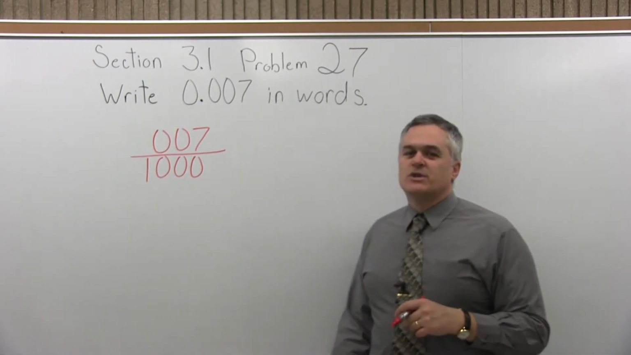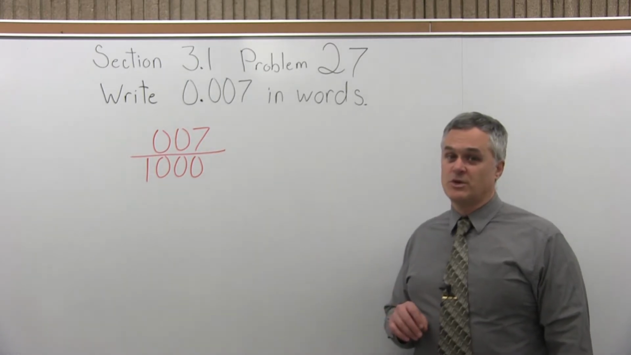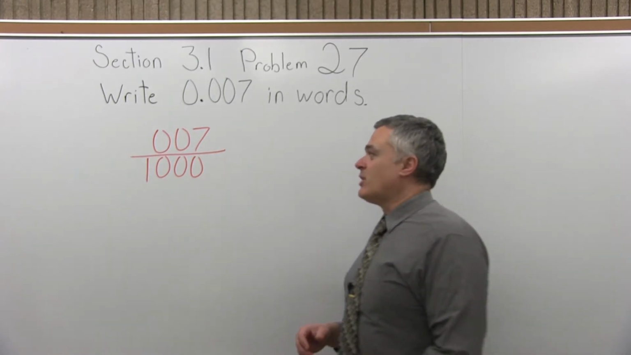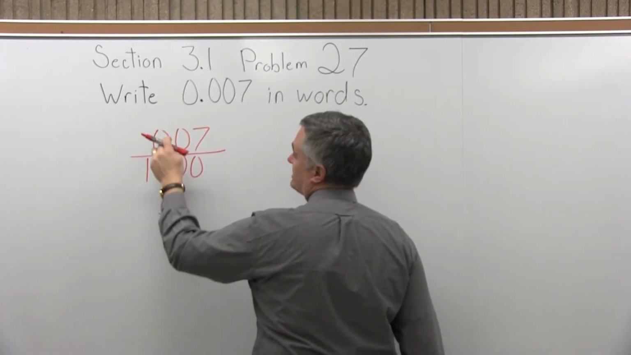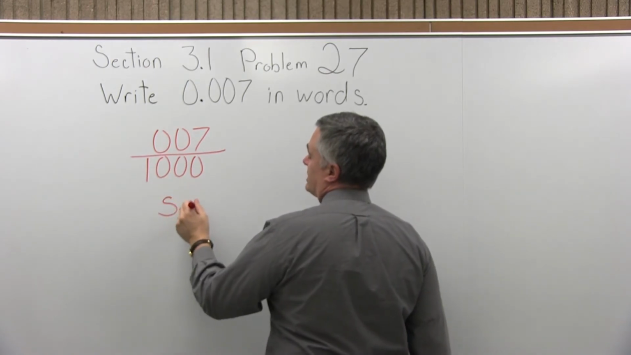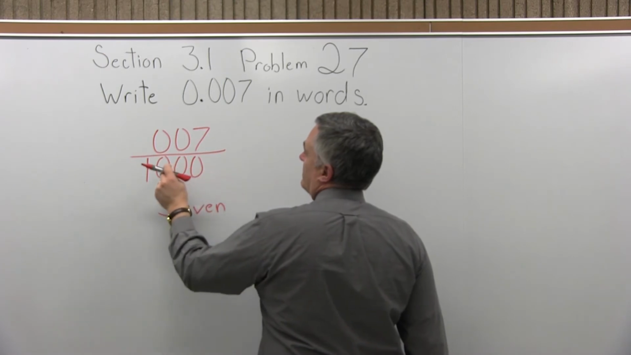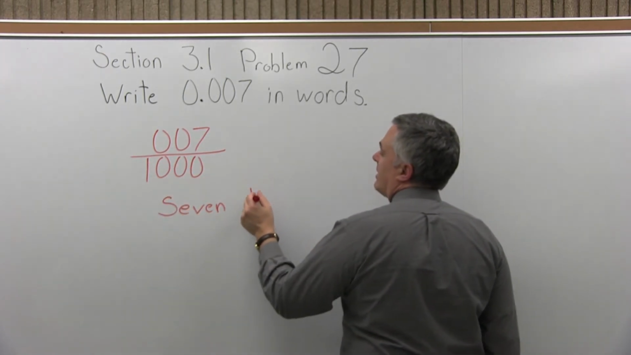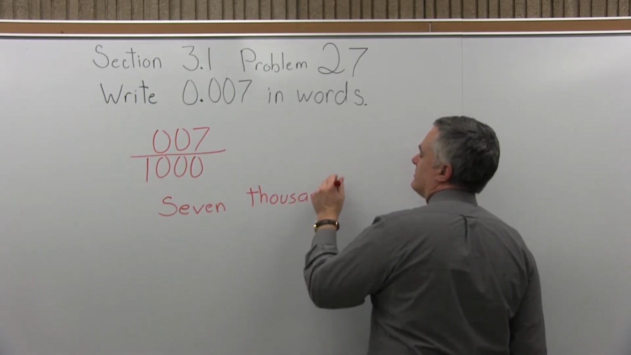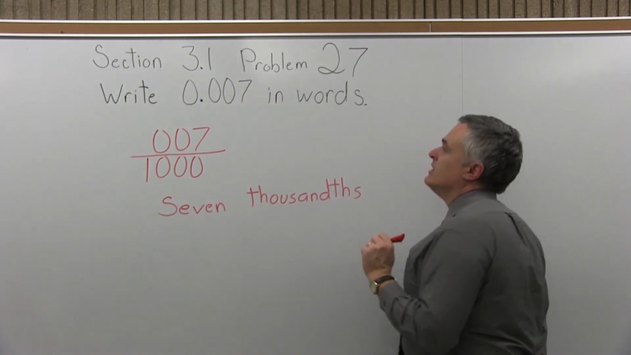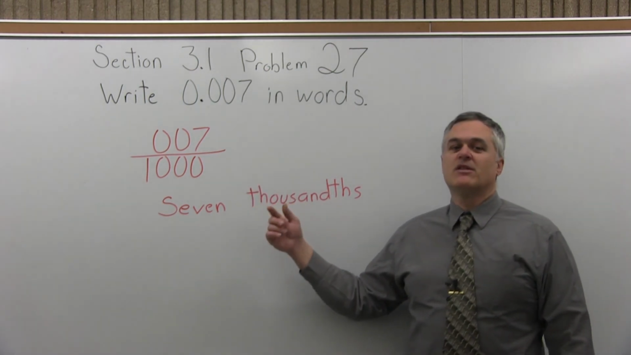Now I can change it into words. If you're going to leave it as a fraction, at this point you should reduce the fraction if it's reducible. But since I want words, I'm going to write the number I have in the numerator, which is 7. Notice the extra zeros in front don't really change that. I just have 7 in the numerator. Now, that denominator, I have 3 zeros, so 7 thousandths. Like that. So 0.007 in words is 7 thousandths.